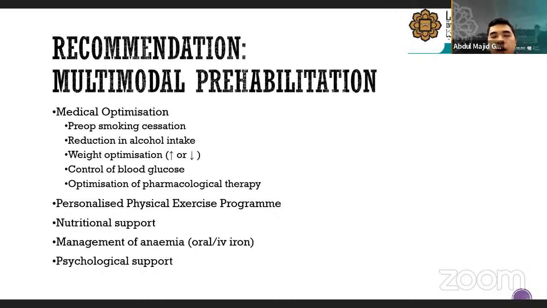As guided by the ESPEN guideline in 2017, we need to maintain protein around 1.5 grams per ideal body weight per day, because our nitrogen cycle is around 1.3 grams per ideal body weight per day. So at least we can go up to 1.5 for them to build up muscle, improve rehabilitation and improve the outcome of the patient. And last but not least, manage the anemia and psychological support for a better outcome and to reduce delirium risk.